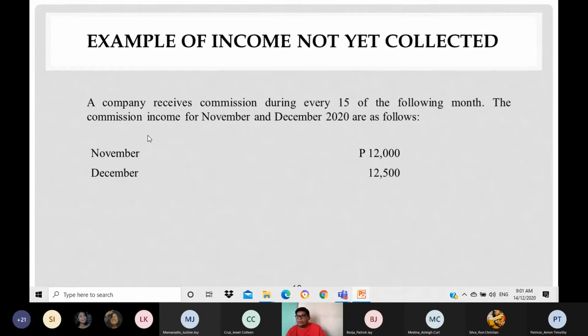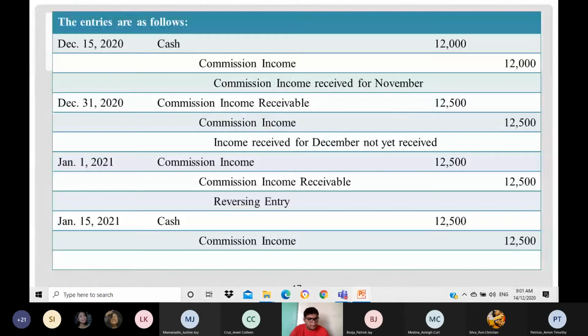So, ganyan naman ang mangyayari sa entry niya. So, cash, December 15. Yung commission mo for November, December 15 mo pa lang siya makukuha. So, 12,000. And then, credit to commission income, which is 12,000.